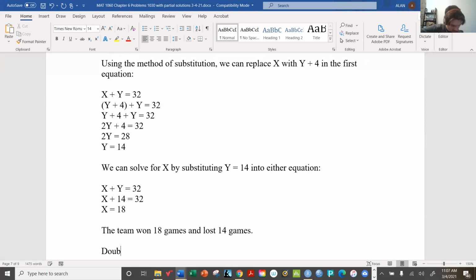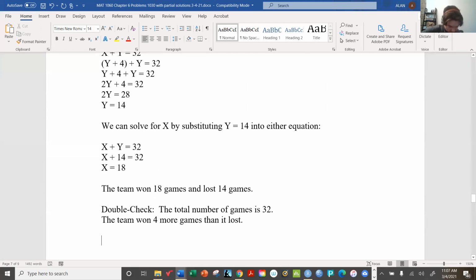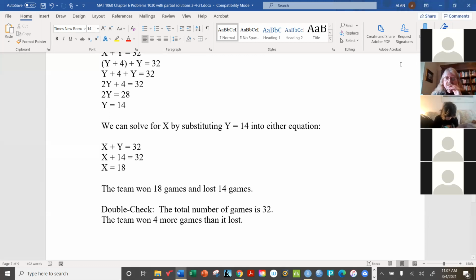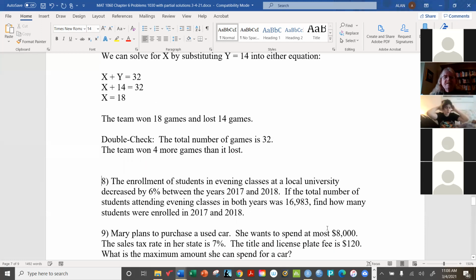So for the double check, we can note that the total number of games is 32, number 1, and number 2, the team won 4 more games than it lost. So that means we must have the right answer. Beautiful.